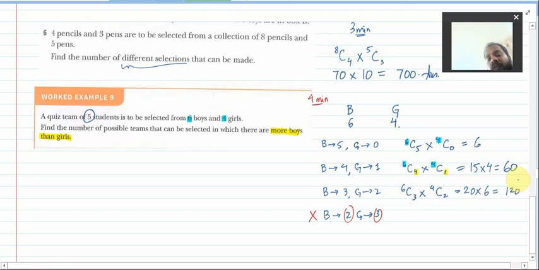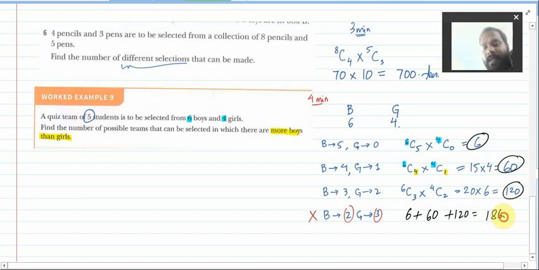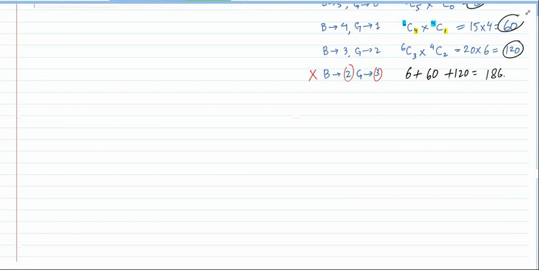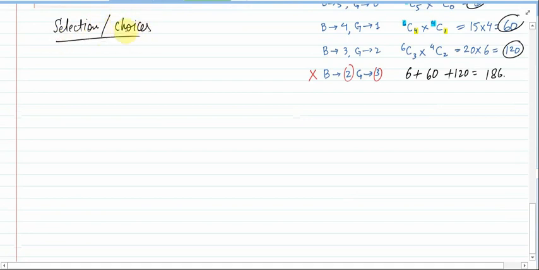So how many total ways are there? That means we need to add these values: 6, 60 and 120. 6 plus 60 plus 120 leads to 186, and this is your final answer. Alright class, so I hope that the concept of combination is clear to you. Keep in mind that whenever you are attempting a question of combination, we are looking for selection or choices. Whenever you are selecting or choosing anything, that leads to the topic of combination.